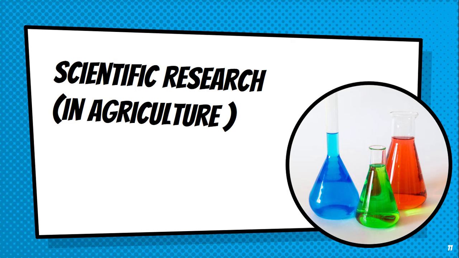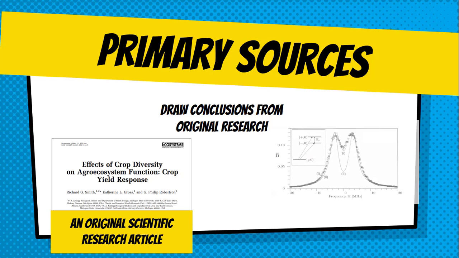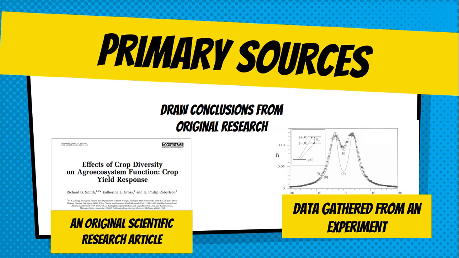Our next example is scientific research, and in this case, I've drawn the examples from agriculture. Scientific research is where primary and secondary sources look very different, but the idea behind them is really the same. Primary sources in the sciences draw conclusions from original research. Just like primary sources in history, they draw most of their information from direct observation. So, for example, an original scientific research article represents a primary source in science. Data gathered from an experiment also represents a primary source in the sciences.